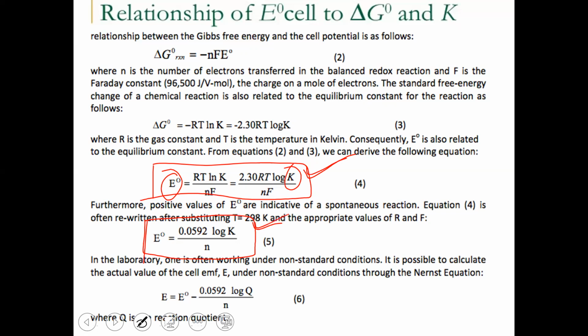So this is a simplified equation after substituting all the values of R and F. You can also use it in problem questions. So this equation also gives the relationship between the E naught, the cell potential, and K, that means the equilibrium constant.